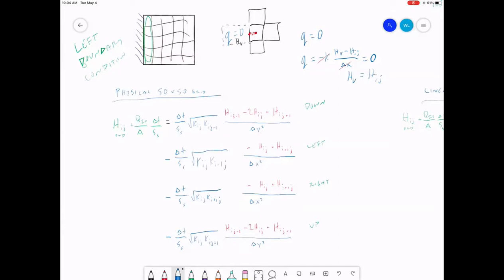Okay, so I said we could assume that the K value here is equal to the K value here. But actually, we could make a different assumption that would be a lot more convenient for us.